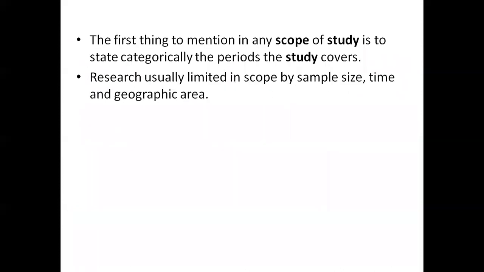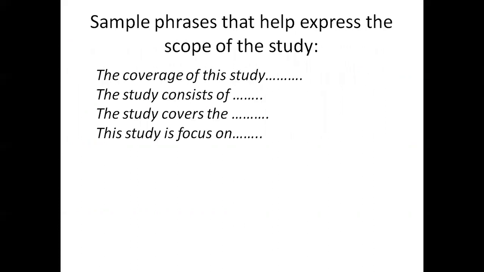Okay. So the first thing to mention in the scope of study is to state and categorize the period the study covers, right? Research is usually limited in its scope to sample size, time, and geographic area. Like the few phrases I've given here, you can start your scope like: the coverage of the study is, the study consists of, the study covers, the study focuses on. So this is how you can give your scope.